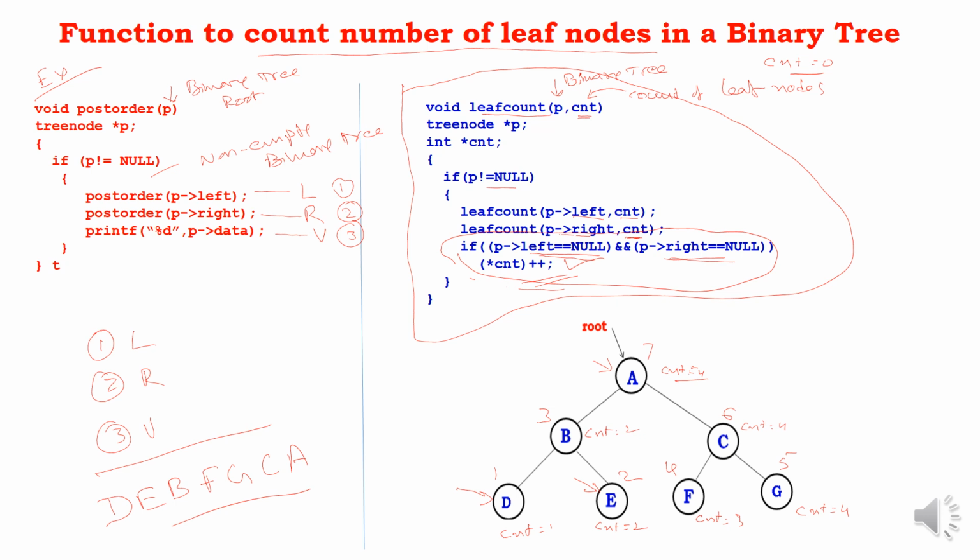We can follow post order traversal or pre-order traversal or in order traversal, no issue. Not only pre-order, the concept of in order you can also use, the concept of post order you can use, the concept of pre-order you can use, where while visiting we use an if statement. If P left is null and P right is null, increase count. So here also we are using 3 statements: L R, and instead of visiting we check whether it is a leaf node or not.